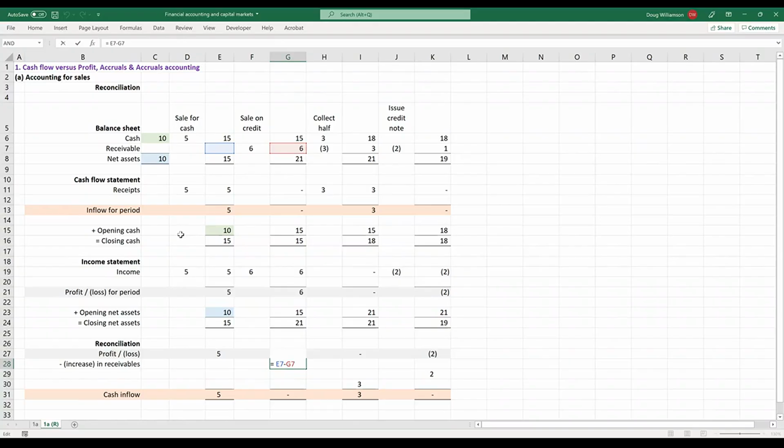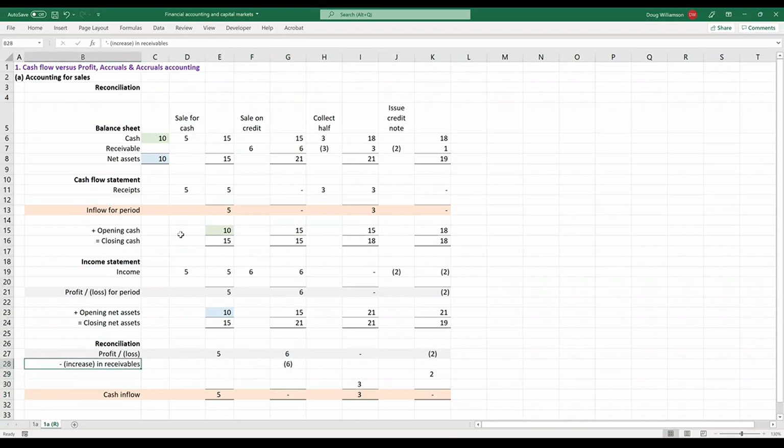So what were they at the beginning of the period? Nothing. Cell E7, nil. At the end of the period, there were 6. So they've increased by 6, increasing the items on the balance sheet that represent future cash receipts will reduce our cash. So it's a minus. Our cash inflow is none because the cash is residing in the bank account of the customer.